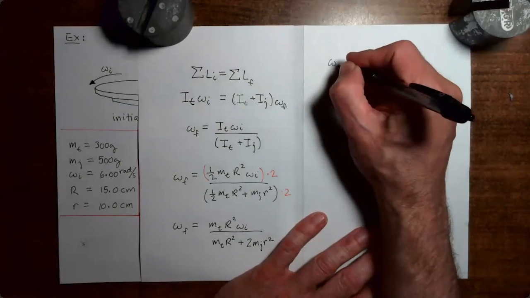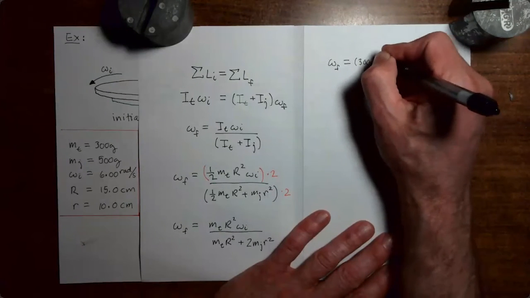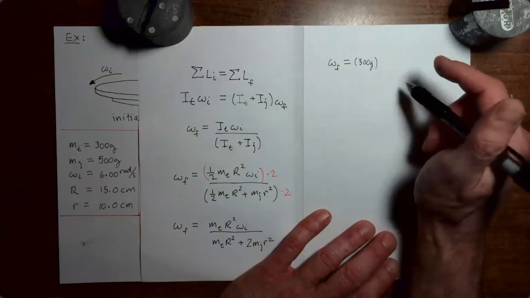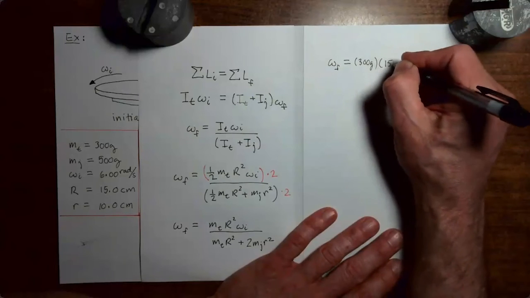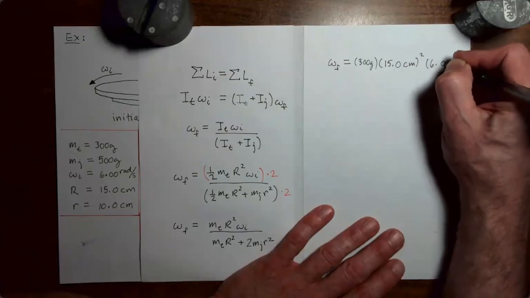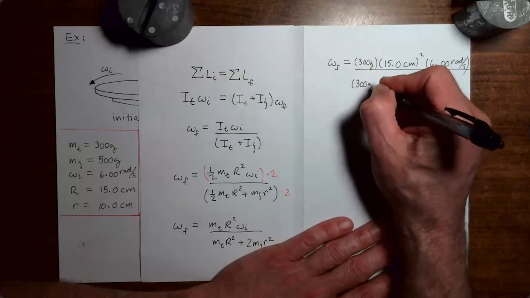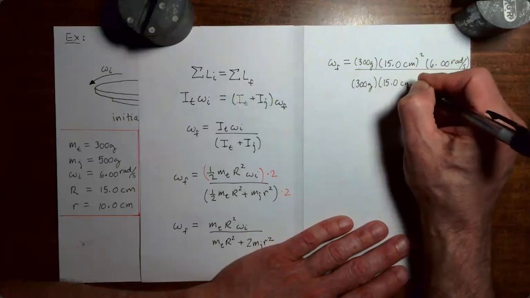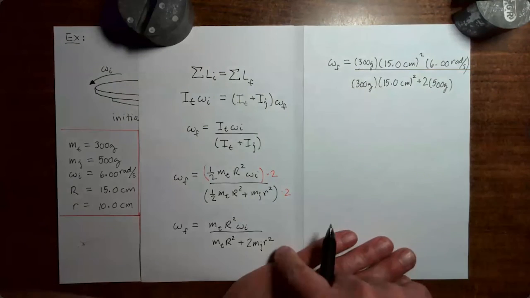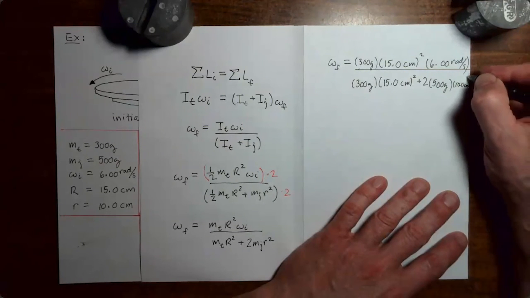Now let's make our numerical substitution. We have then omega final equals mass tray 300 grams. Now the grams is going to cancel out here, so I don't need to convert to kilograms. So I'll just keep grams as grams. So 300 grams times 15 centimeters squared, times omega initial, 6 radians per second. In the denominator, we have again 300 grams times 15 centimeters squared plus 2, and then mass jar is 500 grams, and little r is 10 centimeters, and that is squared.